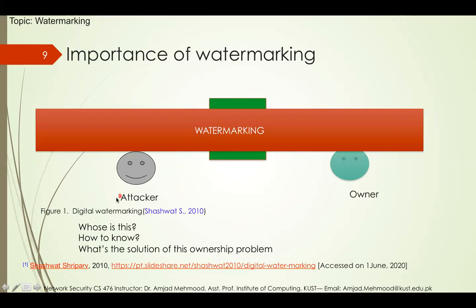Watermarking can answer the question, whose is this, how to know, what is the solution of this ownership problem. So the solution is watermarking. If you watermark this picture, then this picture can tell us who is the owner of this picture. So a picture can itself inform that I belong to that owner. So this is the importance of watermarking.